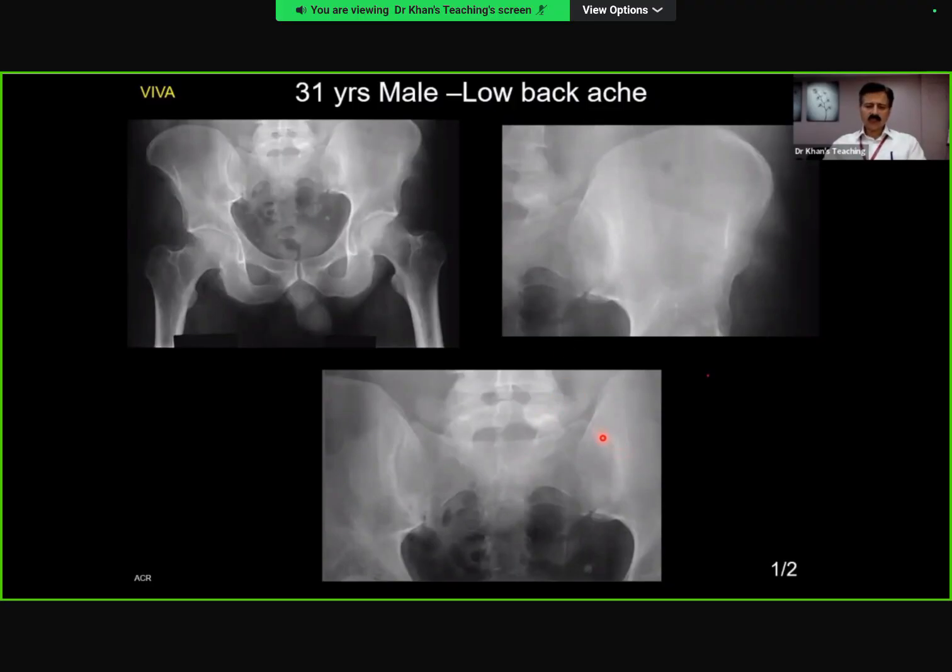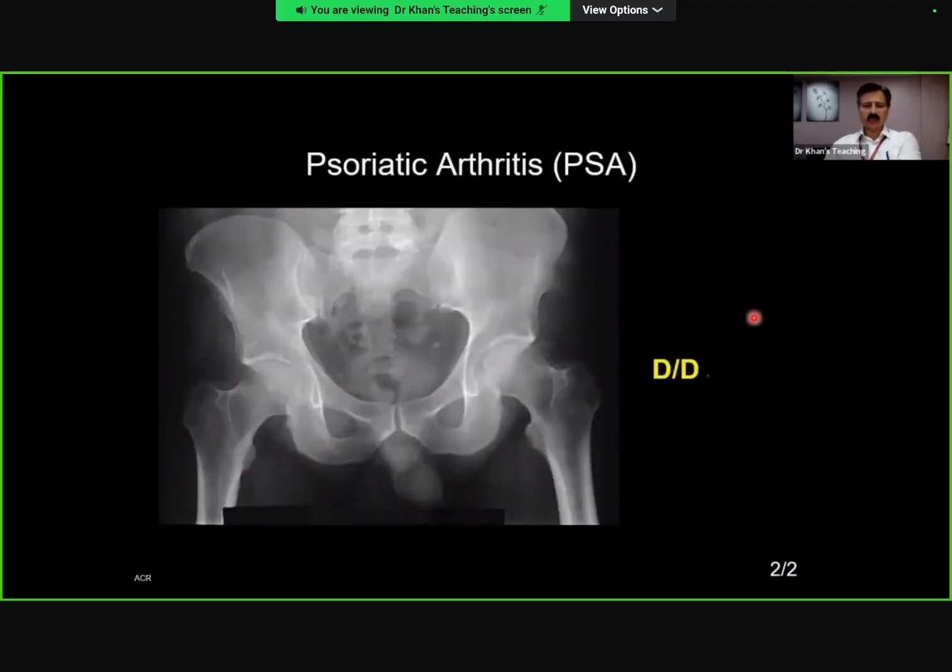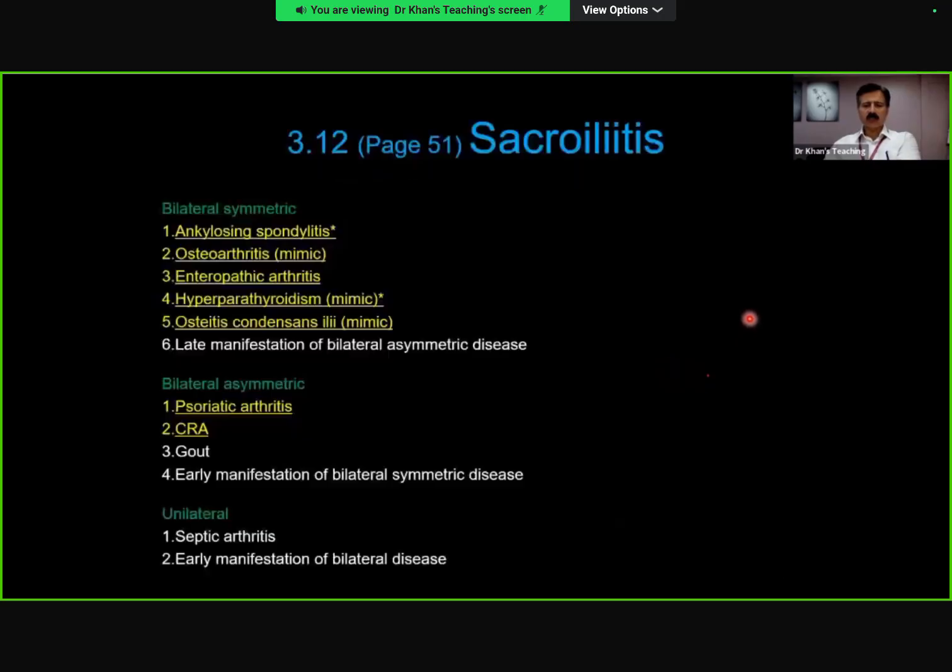So here we can see that there is bilateral asymmetrical sacroiliitis, and with that, this is enthesopathy. You have to develop your eyes that there is new bone formation wherever the muscles are attached or the ligaments. This is an extremely important differential diagnosis for the exam, sacroiliitis.